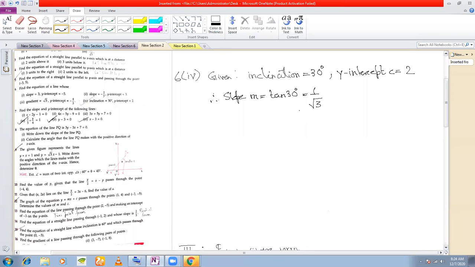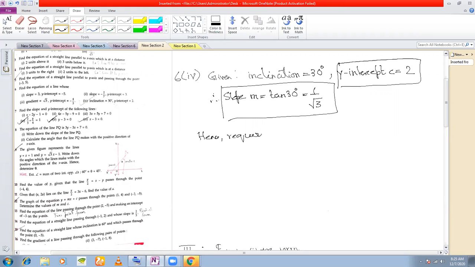And how do we write the equation? Because we know the slope of a straight line and because we know the y-intercept, we can write the equation of the straight line as y is equal to mx plus c. Hence, the required equation of the straight line is y is equal to mx plus c.